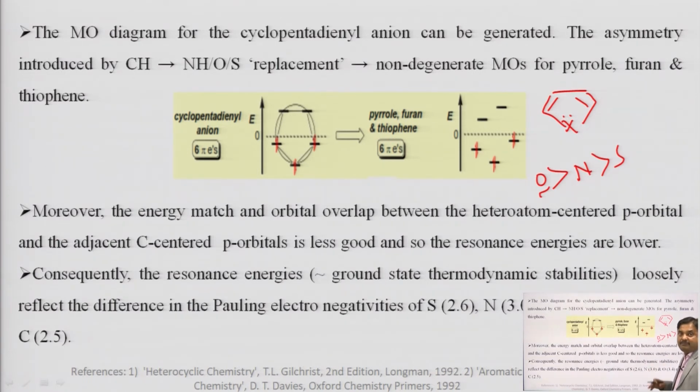In comparison with oxygen, nitrogen is a little bit less electronegative. So pyrrole, in comparison with furan, is allowing more of its electrons to participate.